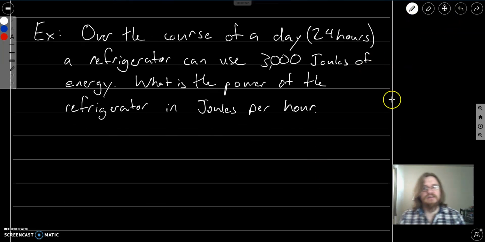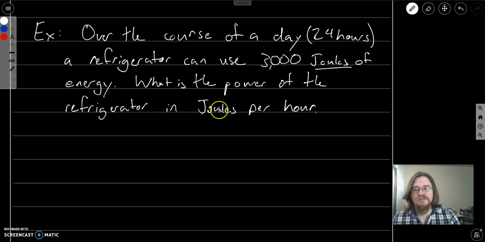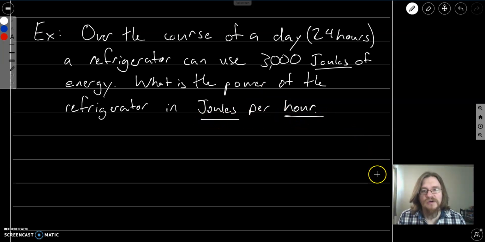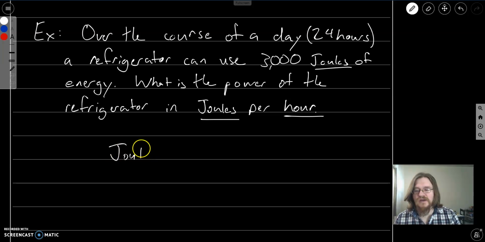And in this example, I tried to use units that maybe we're not even familiar with. So over the course of a day, which is 24 hours, a refrigerator can use 3,000 joules of energy. So what is a joule of energy? It's just a unit. It's just describing an amount of energy. Does it matter what it is? Well, no, because what we're asked to do is find the power of the refrigerator in joules per hour. So even without necessarily understanding what joules are, we can see joules per hour. Oh, we should be finding joules divided by hours.